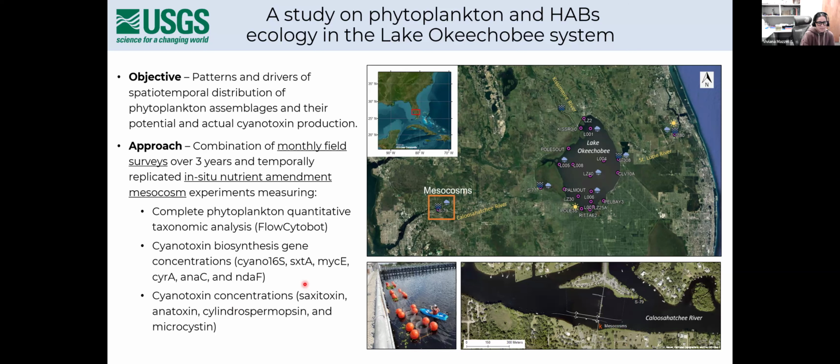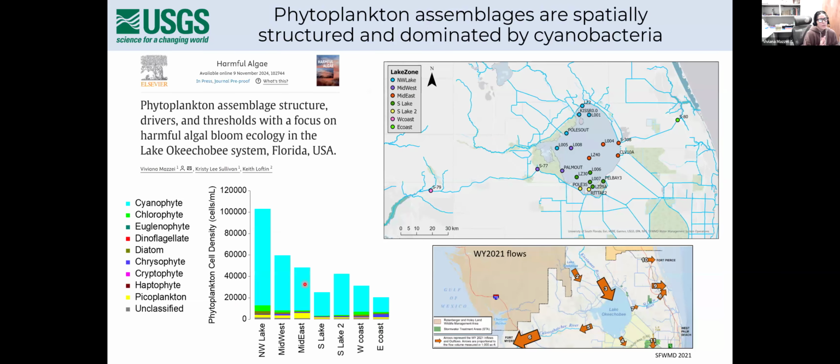However, the cyanotoxin data is going to be coming out in a future paper because it's been taking a long time to get all that data in. So there's not going to be a whole lot on that here. But the phytoplankton assemblage dynamics was published in Harmful Algae. It's still in a preprint form, but should be out in the next issue.